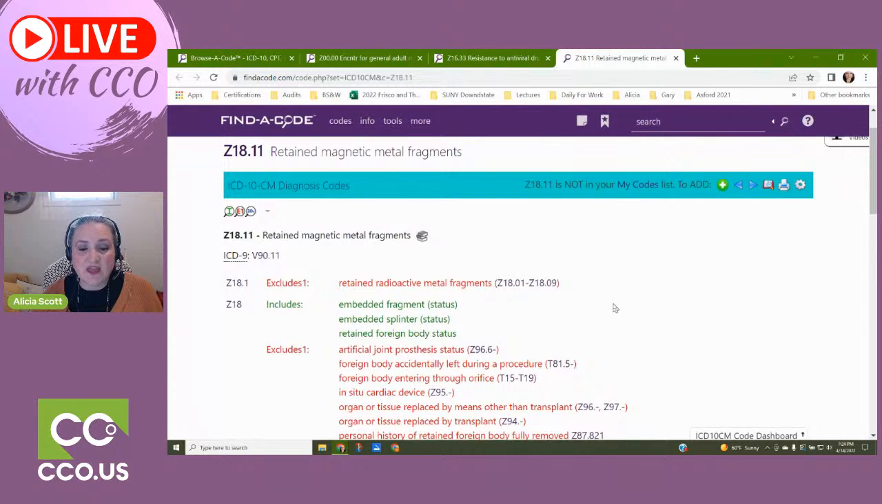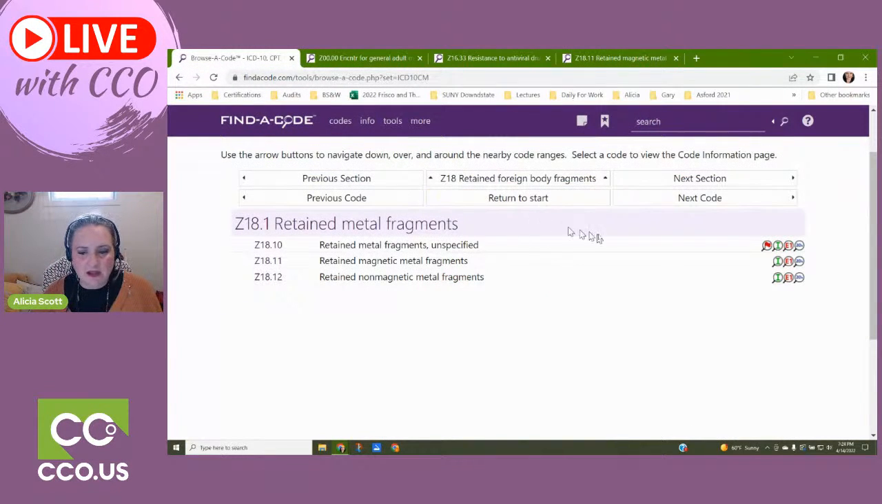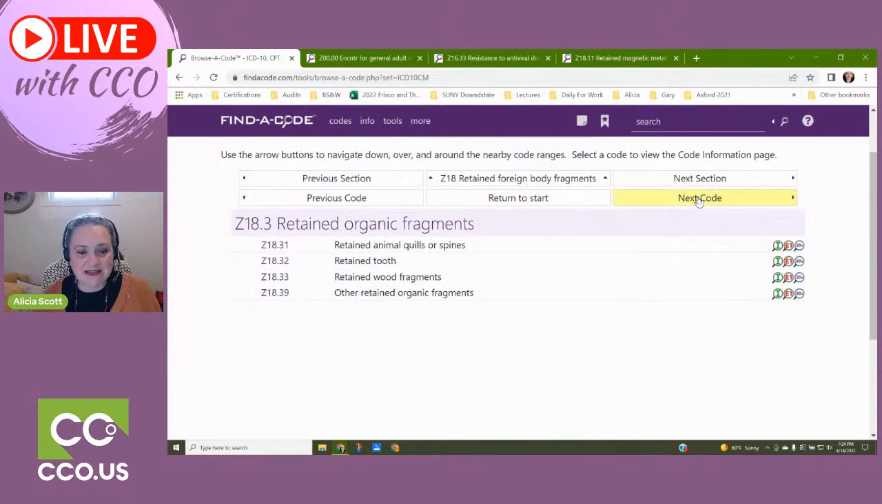Why would a person have a retained magnetic metal fragment? The only thing I can think of off the top of my head is if you have a cochlear implant. That is actually a magnet that's put in the back of the head. My niece has one, so that's how I know about that. It's a magnet, and then her cochlear device attaches to that. And it's retained, it stays in the body. Animal quills or spines retained.